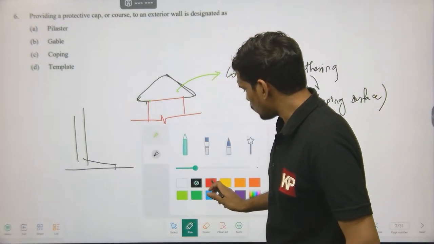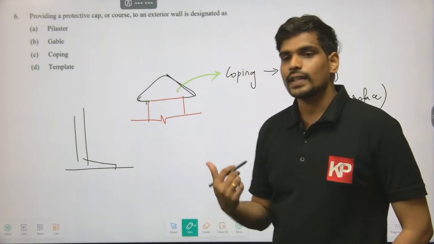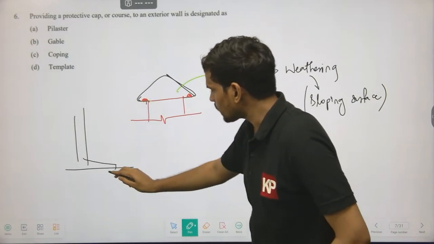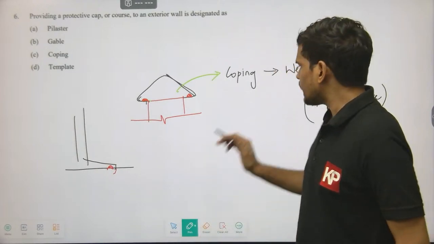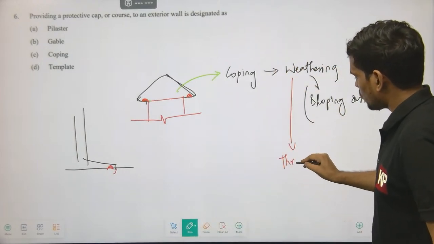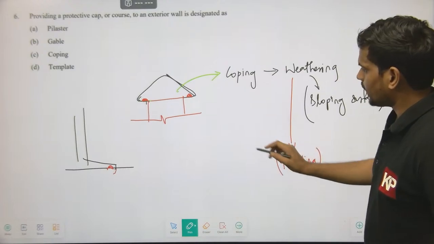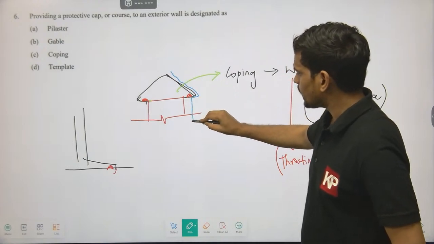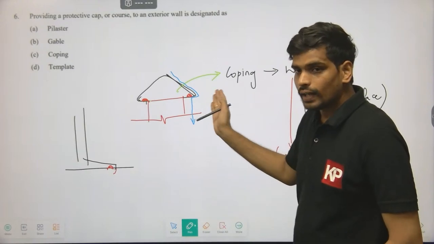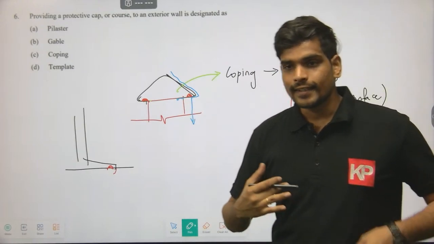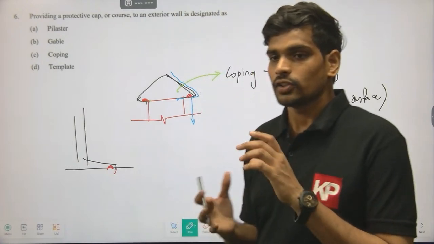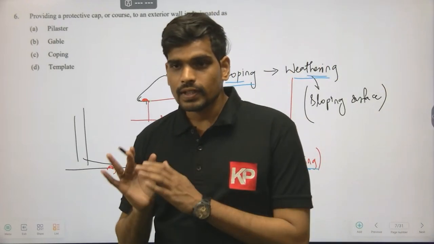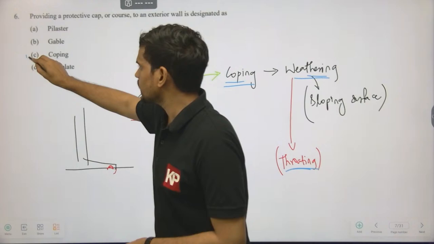Remember one more term related to this. Whenever you have a coping or weathering particularly, you also provide a throating. Throating is a small groove which you provide at the underside surface. Even in window sills, wherever there is weathering, you provide a throating. It is a groove provided to keep the rainwater from entering. If rainwater is draining over here, the throating helps in dripping away the rainwater. If you do not have throating, the rainwater can enter and spoil the structural integrity of the wall itself. These are three terms you have to remember in the context of this question: coping, weathering and throating. So the answer here is C.